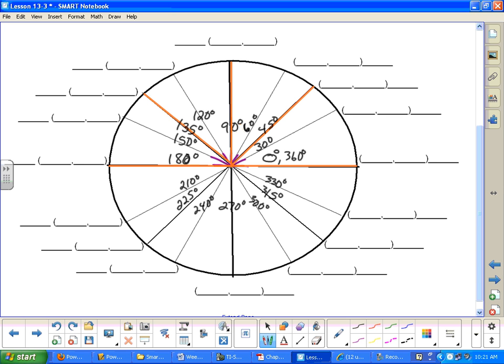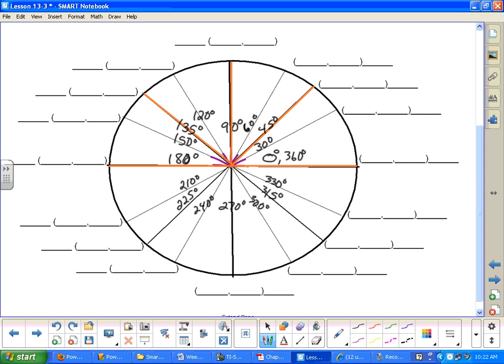Now, we're going to do radians also. We're going to do the radians next, and I can leave that stuff back up there. All right, so let's talk about radians now. There's our degrees. Let's talk about radians.